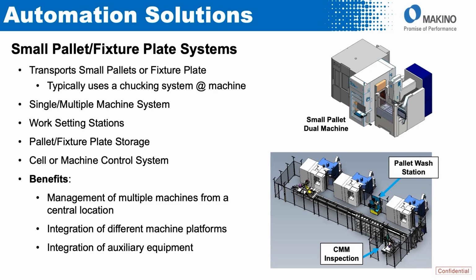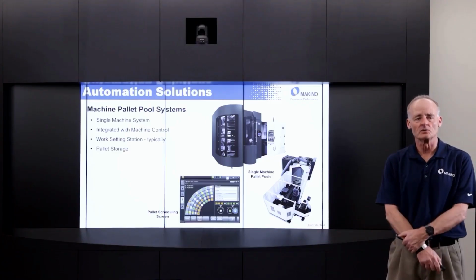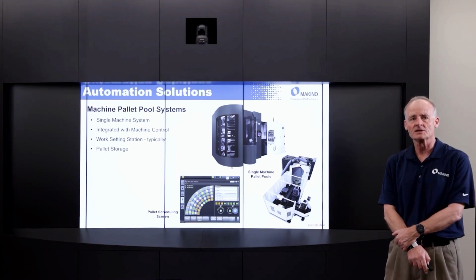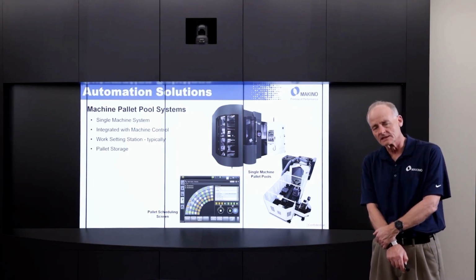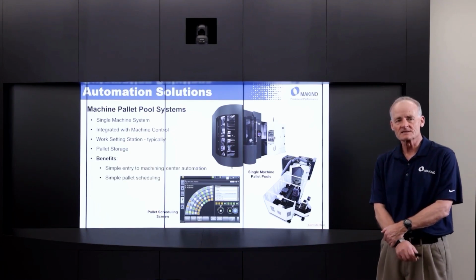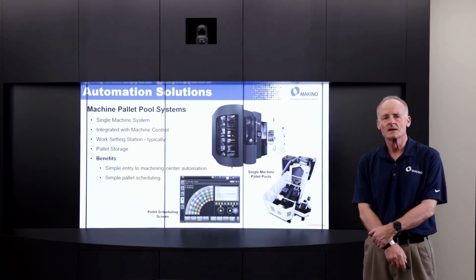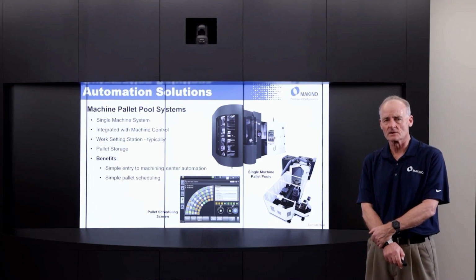And then also the integration of auxiliary equipment. You can see here in this particular system, we've got a CMM, an inspection station, and a pallet wash integrated into the same cell. We're able to do that fairly easily because we have the same chucking system within that pallet wash and within that CMM inspection station. And then the machine pallet pool systems are tightly integrated with the machine control, attached to the machine. The pallet pool storage is right there, typically limited in the number of pallets, but it's a simple entry into machining center automation and simple pallet scheduling software.